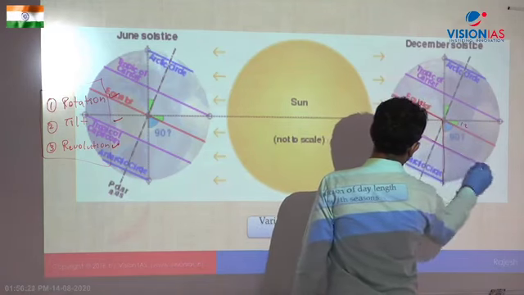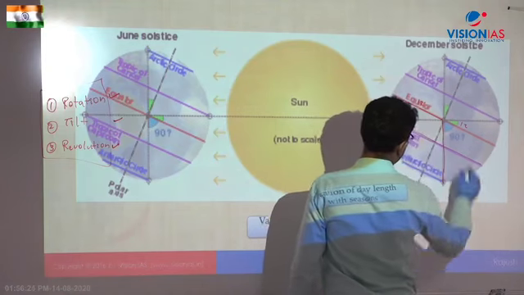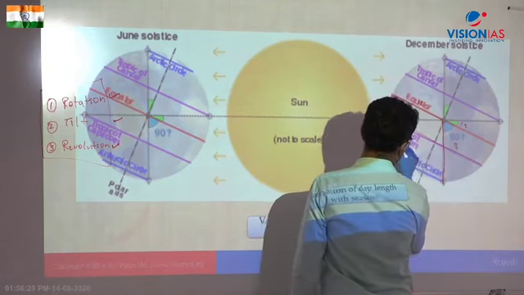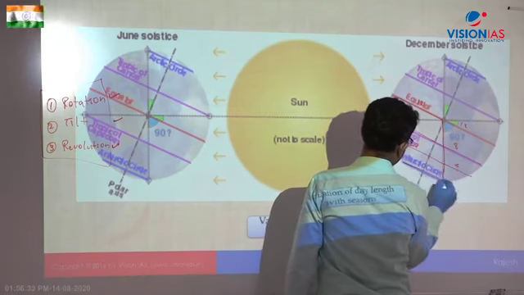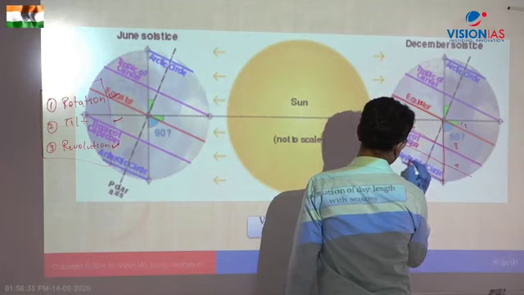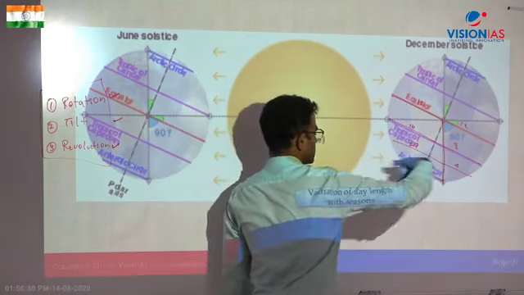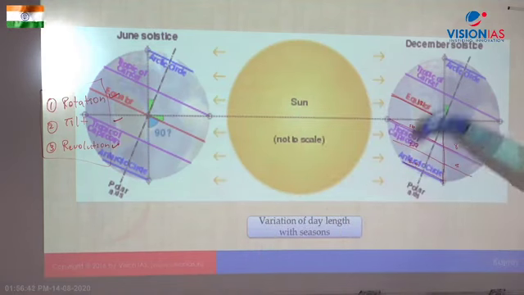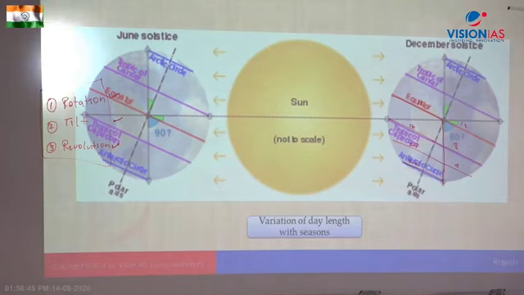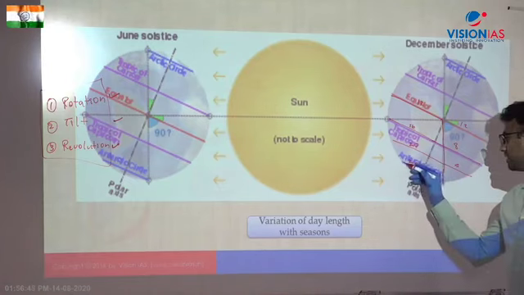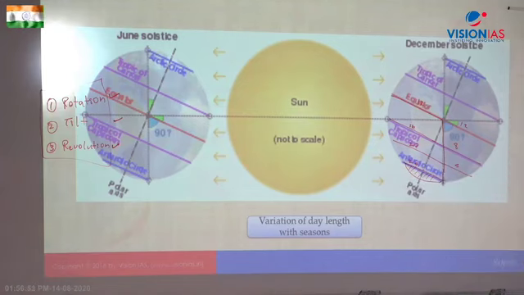Here it is 16 hours of day, 8 hours of night. 20 hours of day, 4 hours of night. And beyond the Antarctic Circle, it is 24 hours of day. It is always exposed. Even with one complete rotation, it's always exposed to the sun. So we will have 24 hours of day in this particular region.